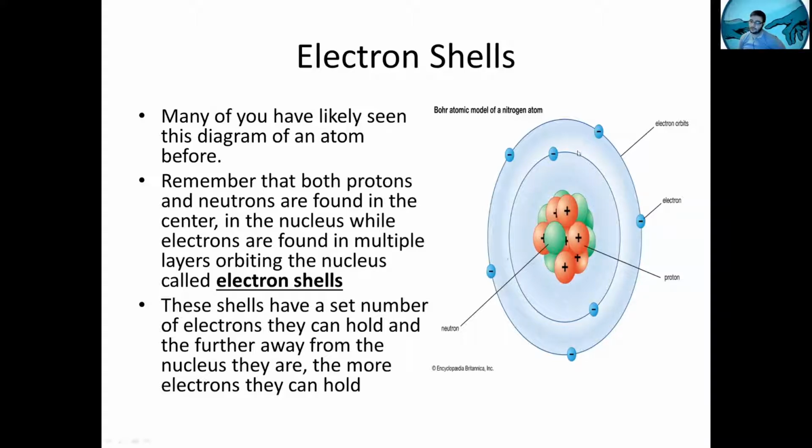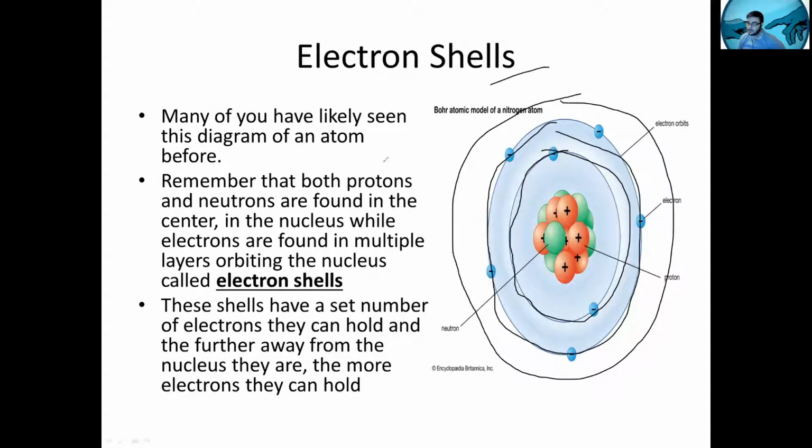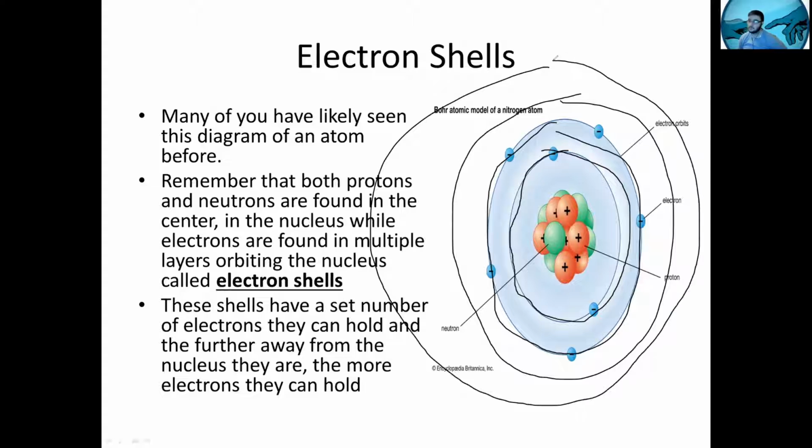Then there's different layers. So for example, this first layer, then this bigger second layer, and so on and so forth. These shells have a set number of electrons they can hold. And obviously, the further away from the nucleus they are, the more electrons they can hold because the rings are bigger. So for example, this ring is kind of small. This one is bigger. Then if you add more rings, this one's a little bit bigger. This one's even bigger. And obviously, the bigger the shells are, the more electrons each shell can hold. Okay.